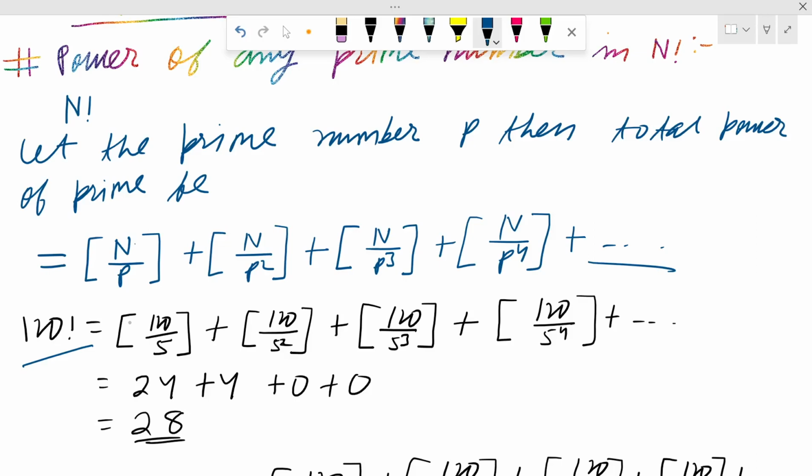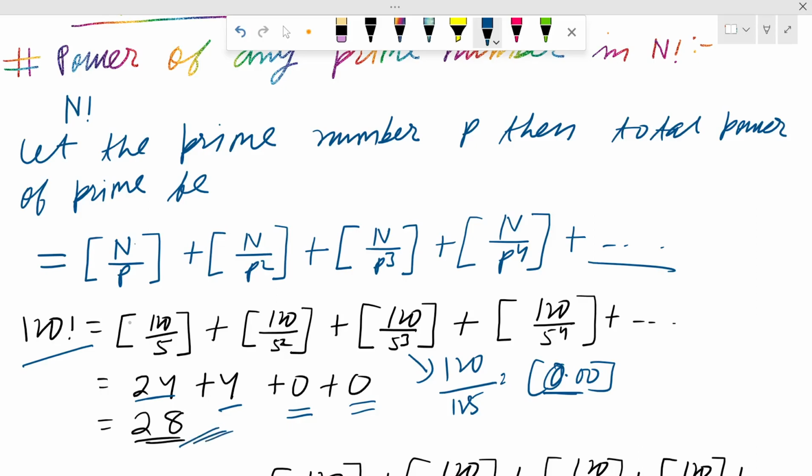If you divide 120 by 5, you get 24. If you divide 120 by 5 squared, you get 4. If you divide 120 by 125, you get 0 point something, so the integer value is 0. Higher powers of 5 are also 0. So 24 plus 4 is 28. The total power of 5 is 28.